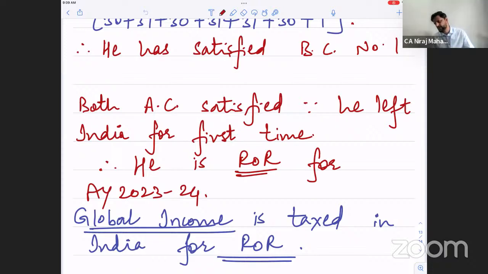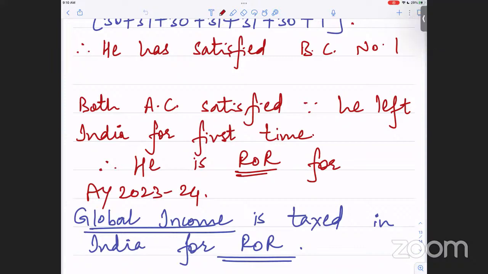Very good. Then additional condition number 1: the person should be resident in at least 2 of the last 10 years. And additional condition number 2: at least 730 days in the last 7 years. All okay?